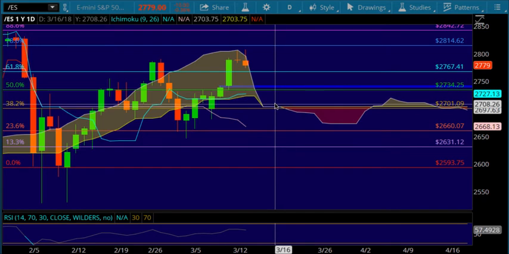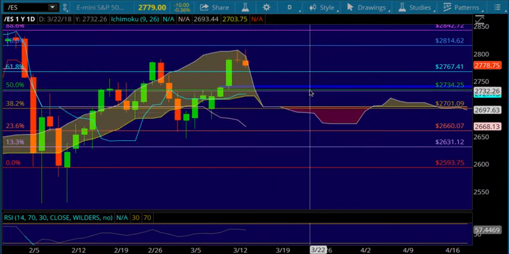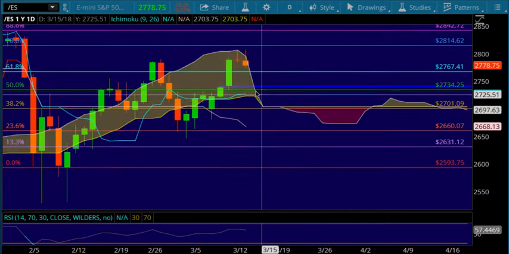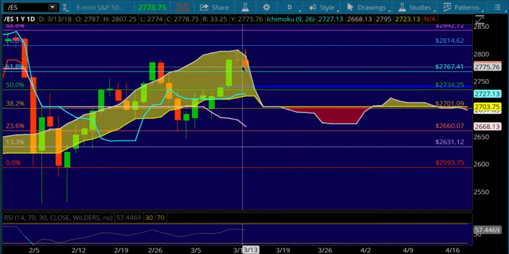Currently, by the way, in case you're relatively new to Ichimoku, the general rule is that if price is above the cloud, it's bullish. If it's inside the cloud, it's neutral. And if it's below the cloud, it's bearish. That's just sort of the general rule. So right now, price action is inside the cloud, so it's neutral.